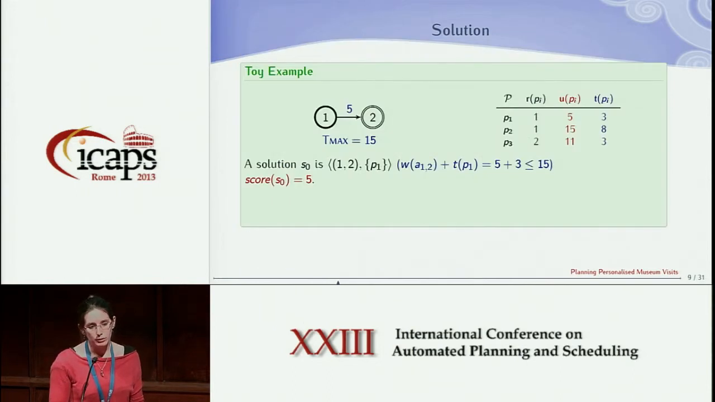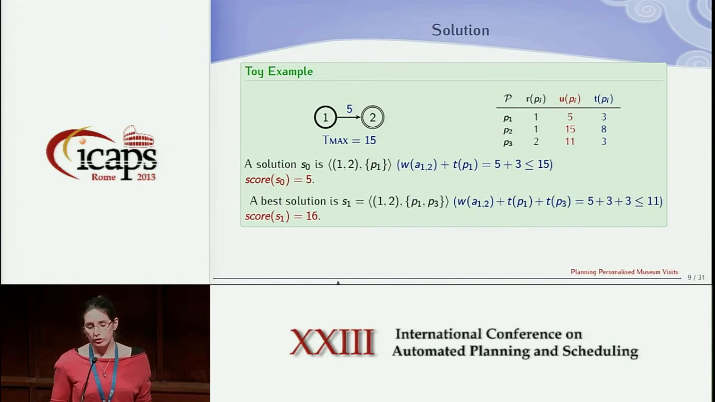So, in the example, we can have a first solution. The path will be to go from room 1 to room 2, and the selected artwork will be just P1. You can check that the time constraint is respected. The score of this solution is the utility of P1, which is the only selected artwork in this solution, which is equal to 5.